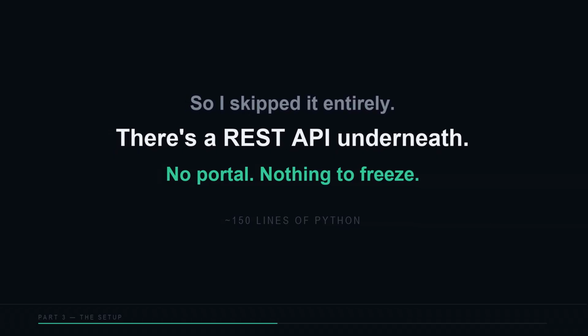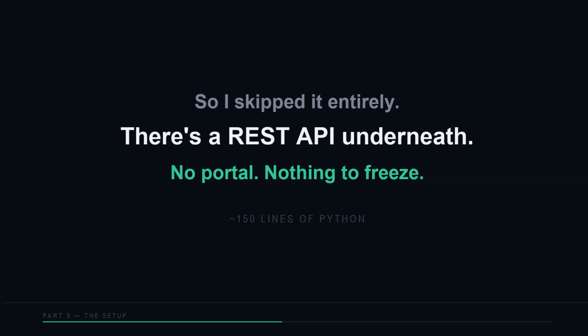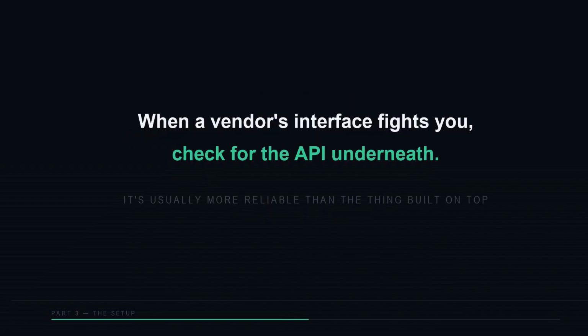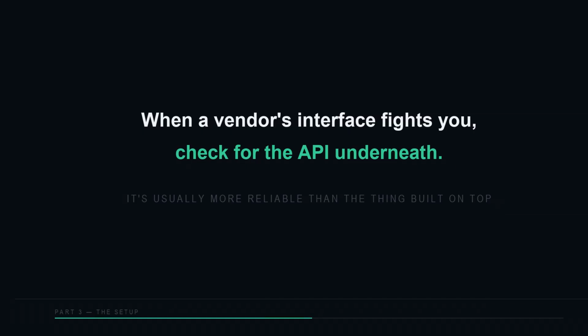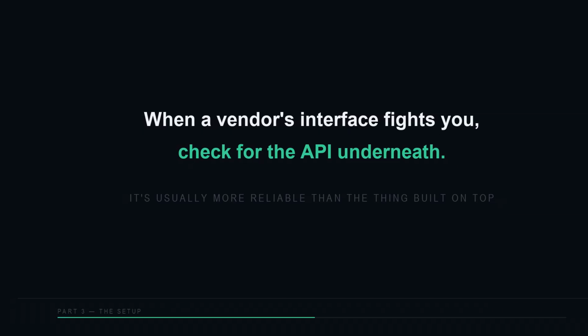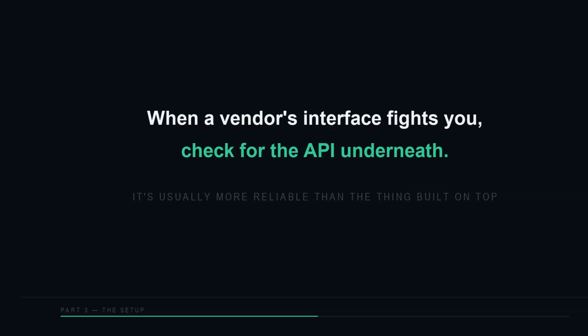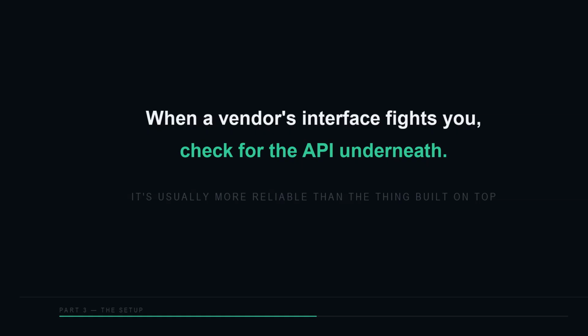When a vendor's interface fights you, check whether there's an API underneath it. There almost always is, and it's usually more reliable than the thing built on top of it. One detail that makes a real difference in output quality. Text-to-speech engines destroy acronyms and numbers if you feed them written form.